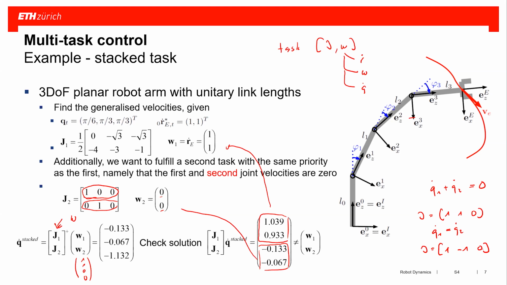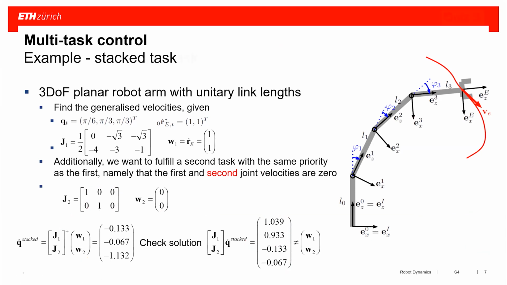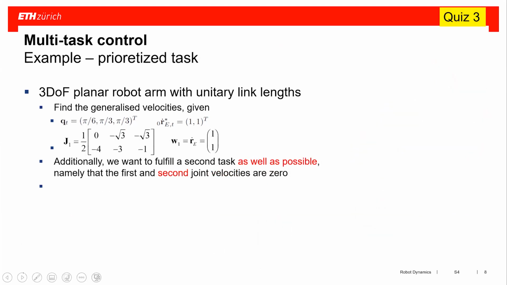So the second solution was we just equalize all priorities and we figure out which Q dots are satisfying this task as well as possible in a least square sense. That naturally raises the question for a third solution, namely that we give different priorities. We say, well, the second task of first and second velocity to be 0, it is important, but it's not quite as important as the first task.